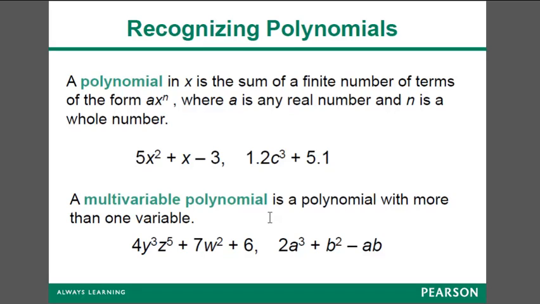A multivariable polynomial is where we have more than one variable, such as y, z, and w, or if we had x and y. Here we have a and b. It just means that we have more than one variable, more than one letter.